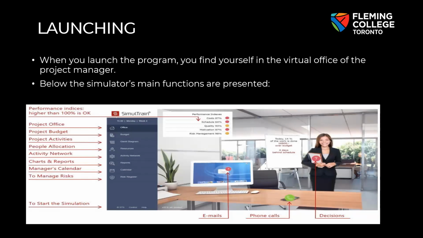When you launch the program, you find yourself in a virtual office like this. It's the office of the project manager. Below, the simulation's main functions are presented. You can see that Office is the project office. The second option is Budget, that's the project budget. Then Activities, people allocation, activity network, charts and reports, and the manager's calendar to manage risks. So these things can be managed using our Simultrain.